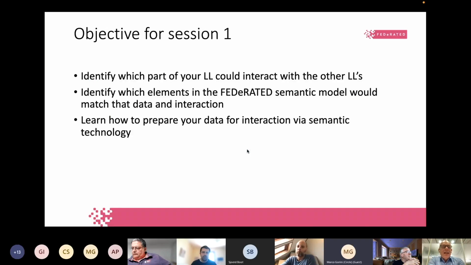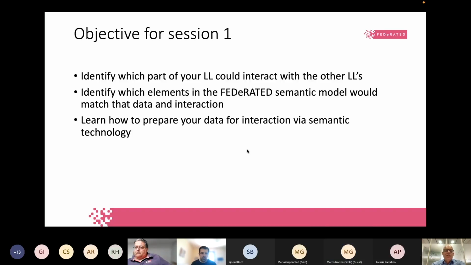As a recap, what is the objective for this session? Firstly, we need to look at our living labs, and I'll say a lot about living labs. So whenever I say that, just think about your living lab. Which part of your living lab could interact with other living labs? And as you'll find out during my presentation, that is not so easy to determine, and not as easy as we thought it might be. But anyway, we'll go into that and find out how we can actually do that.